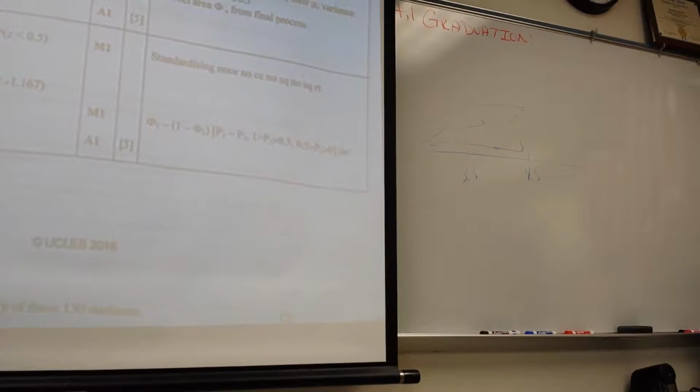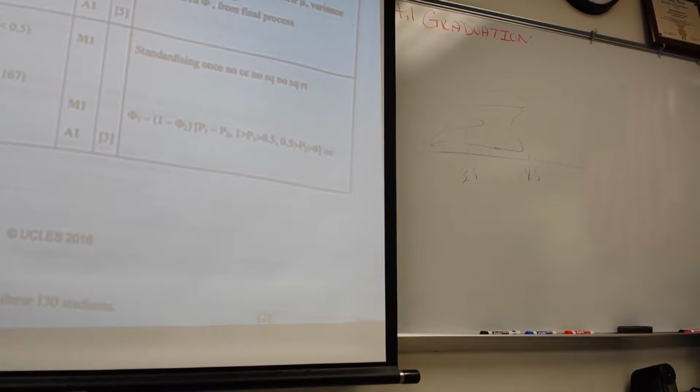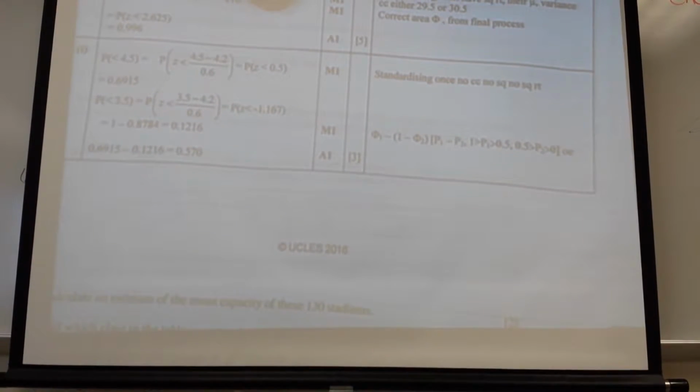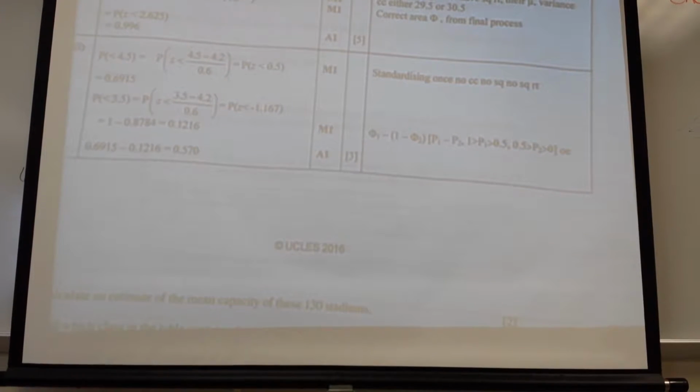Well, first you've got to convert to z-scores. You have to convert to z-scores. So the first one, when we're converting, we've got less than 4.5. Does everybody understand where the little formula comes from? X minus mu over sigma. Is everybody good with that? And that's all given to us, except for the formula, of course. So you have to do your conversion, so z is less than 0.5. Is everybody okay with that?